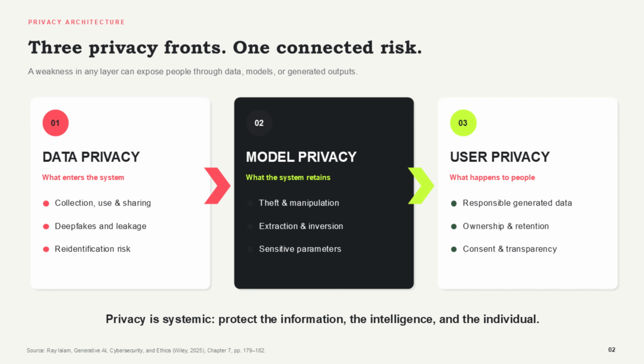Now, here is the interesting part. These are not 3 separate compliance checklists. Weak access control around a model can become a user privacy incident. Poor data handling can become a misleading output, and synthetic content can harm a person even when the underlying dataset looked anonymous. Privacy, therefore, has to be systemic. Protect the information, protect the intelligence built from it, and protect the individual.